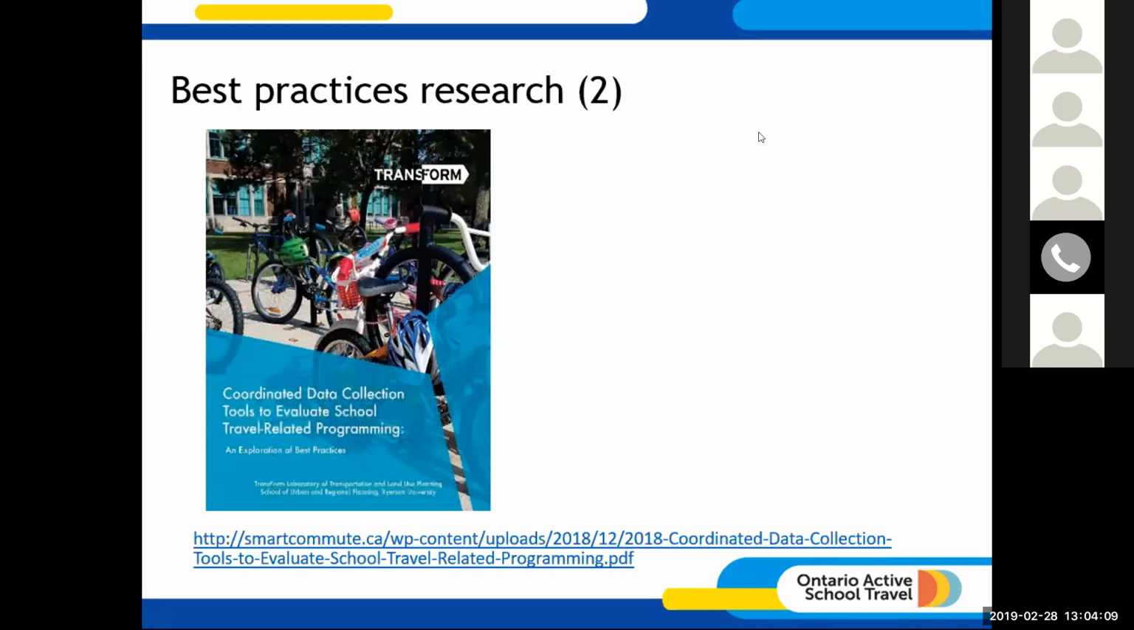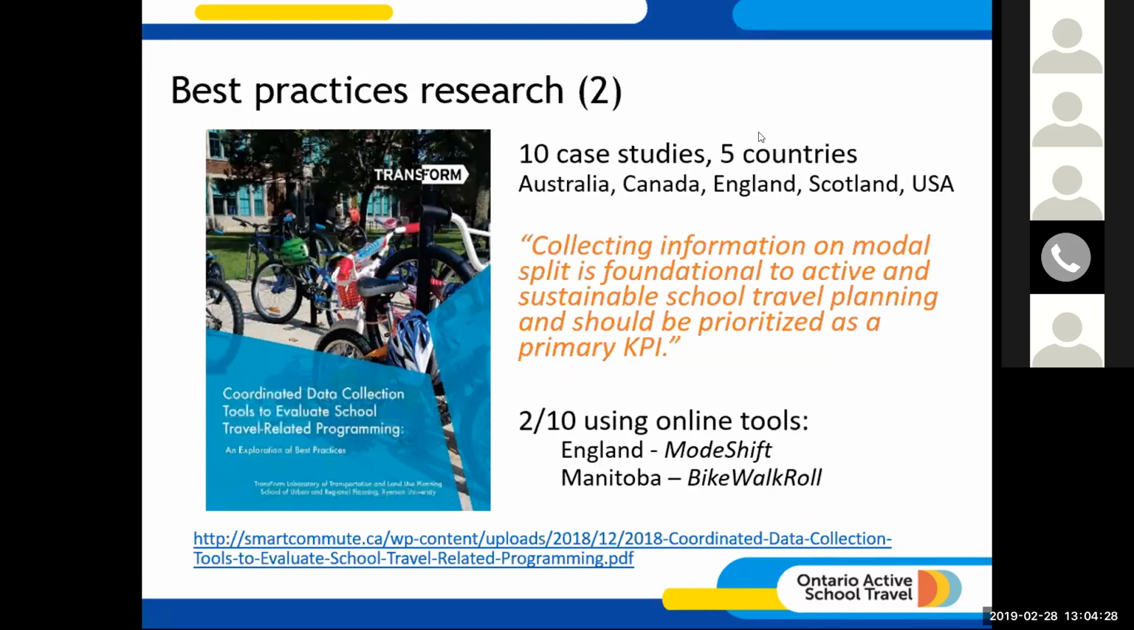Metrolinx then commissioned Ryerson University to continue with a second research initiative to explore best practices in coordinated data collection. The research was conducted in partnership with Green Communities Canada, and the final report was published in August of 2018. The research examined 10 case studies that demonstrate innovative approaches and tools that contribute to evidence-based strategies for active school travel. A key finding and recommendation from the research was that modal split should be a primary key performance indicator for the evaluation of active and sustainable school travel.